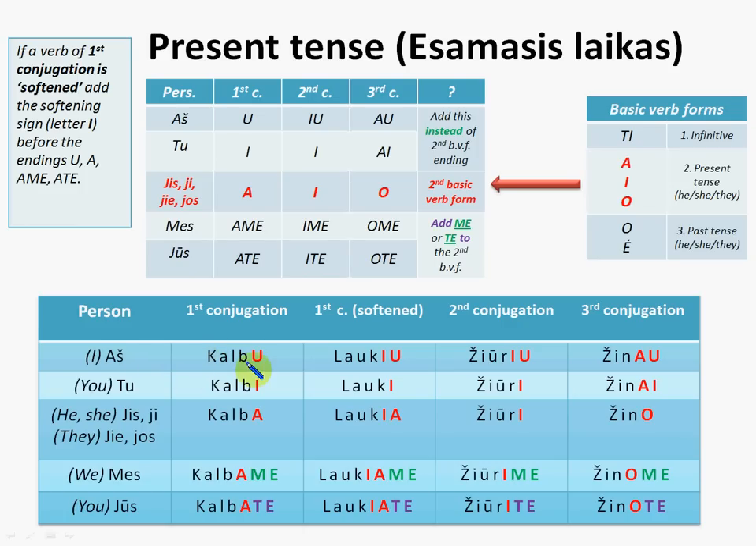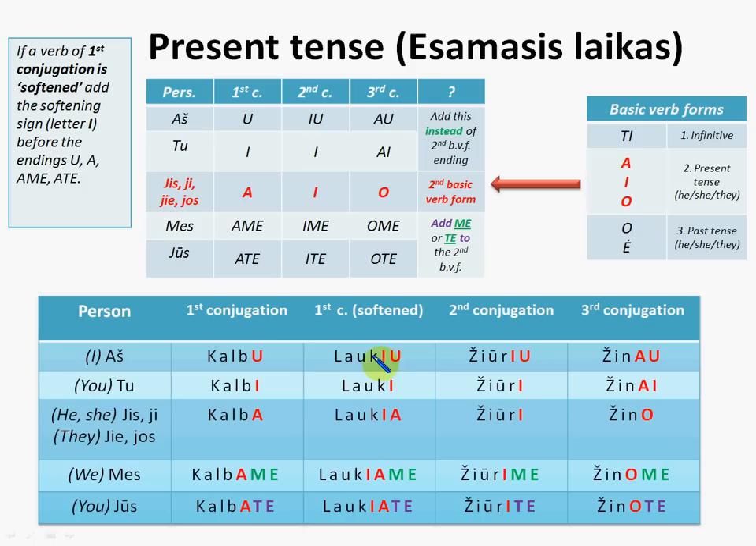Aš kalbu, I speak. This verb means to speak. Aš kalbu, tu kalbi. Jis, ji kalba. Jie, jos kalba. Mes kalbame. Jūs kalbate.